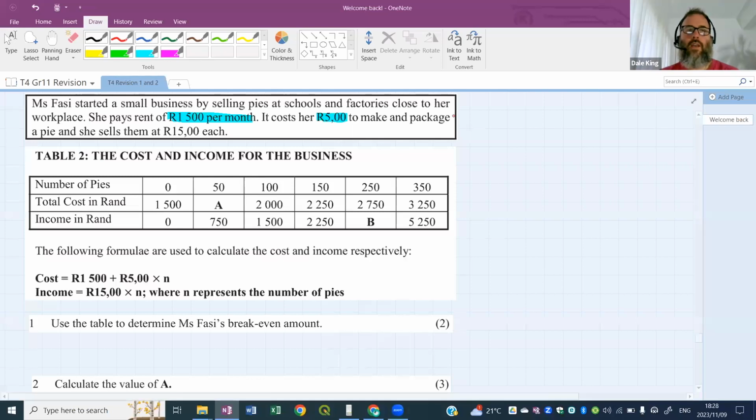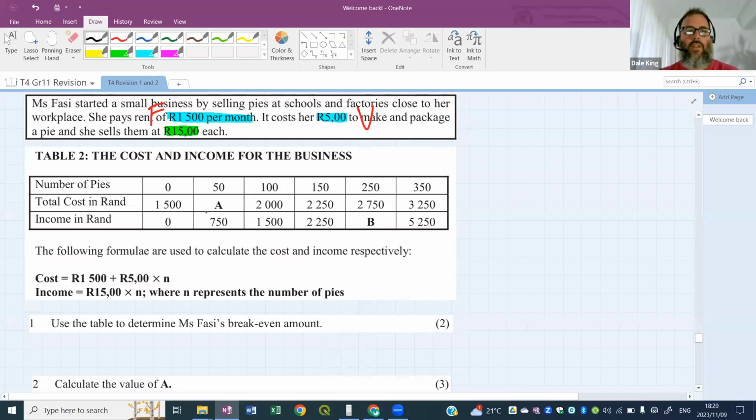So I'll put an F here, which means the cost per pie is the variable cost. Because that varies according to how many pies she makes. Rent, no matter if she makes 0 pies or 1,000 pies, has to be paid every month. But the cost to make each pie, the 5 Rand, will vary depending on how many pies she makes. So the rent is fixed and the cost for each pie is variable. And then obviously the 15 Rand that she sells them at, that is the income.